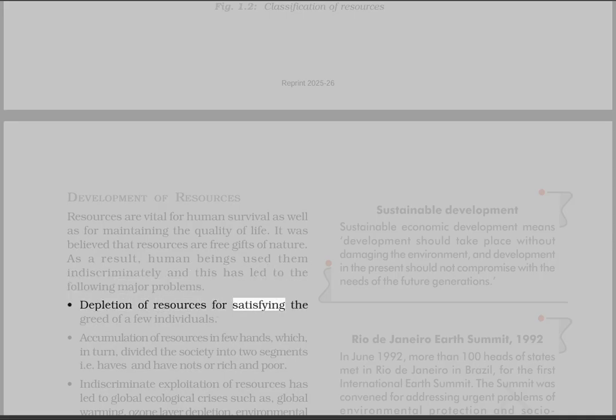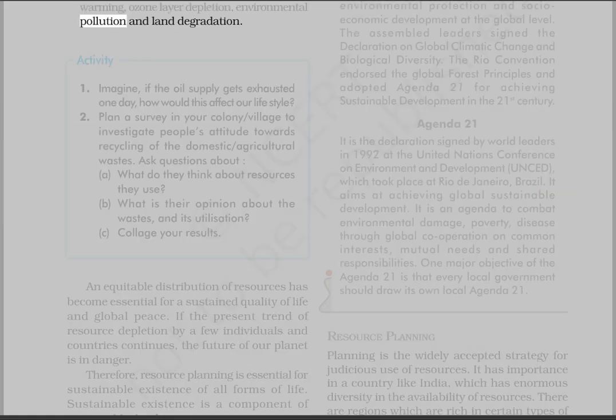Depletion of resources for satisfying the greed of a few individuals. Accumulation of resources in few hands, which, in turn, divided the society into two segments, i.e. haves and have-nots, or rich and poor. Indiscriminate exploitation of resources has led to global ecological crises such as global warming, ozone layer depletion, environmental pollution, and land degradation. 1. Imagine, if the oil supply gets exhausted one day, how would this affect our lifestyle?